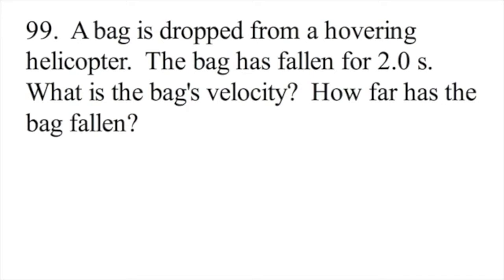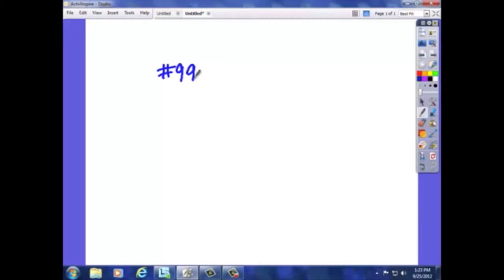Question 99, I'm reading, says a bag is dropped from a hovering helicopter. So, if we're looking at number 99, we want to understand that dropped means that its initial velocity is 0. So that's what we're going to take a look at. The initial velocity is 0 because it's dropped from rest. It's dropped from a hovering helicopter. The bag has fallen for 2 seconds. That's our time. 2 seconds.